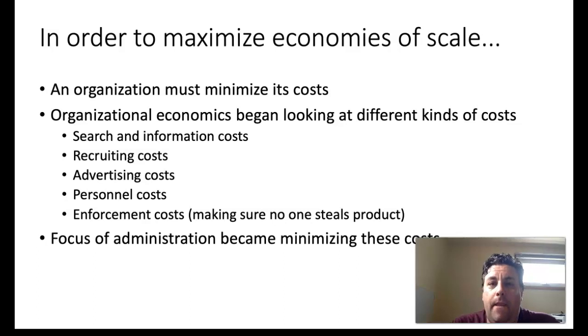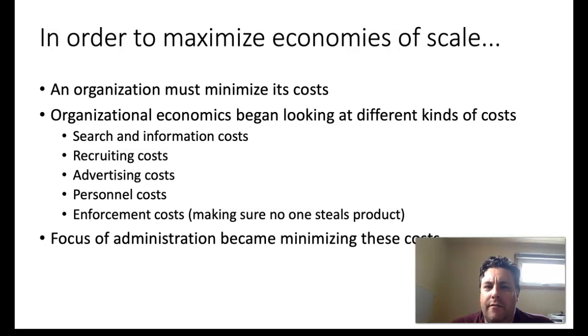So, in order to really take advantage of an economy of scale, an organization has to minimize its costs. And so, the organizational economists began looking at different kinds of costs, and they enumerated a few. I don't know that you really need to be too concerned with these. I'm going to talk about what the implications for social work are in a second. But there were search and information costs, recruiting costs, advertising costs, personnel costs, and enforcement costs.